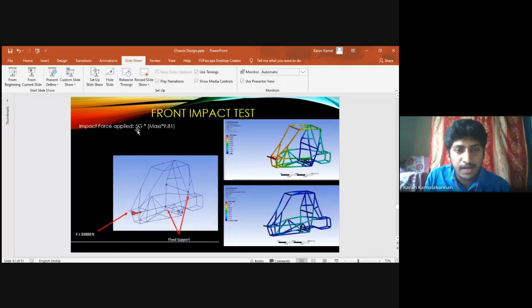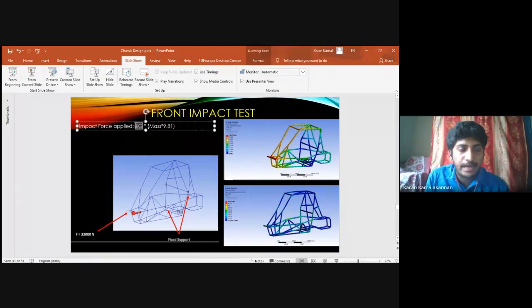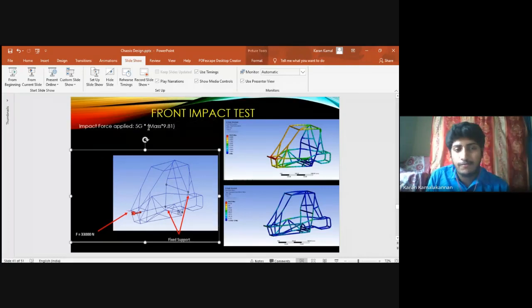Okay, so you start with the types of analysis. The front impact test, as we see here, I will go through quickly. As you know, the force which we applied is 5G times m times 9.81. This will be the force. This 5G you must calculate from what was given in the earlier calculation. M depends on your vehicle. So multiply, and this will be the force value you will be giving.